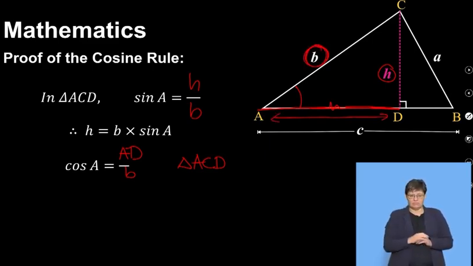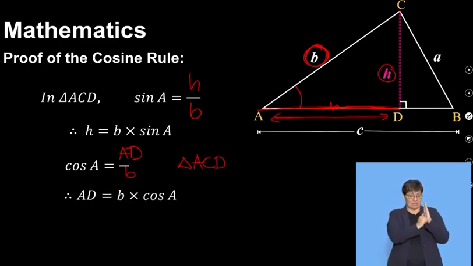Okay, now we're going to rearrange this again, and we're going to make AD the subject of the formula. So AD will equal b times cos A. We've just multiplied the previous line by b.